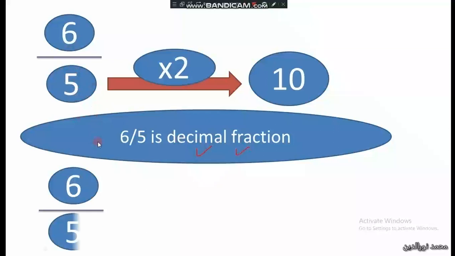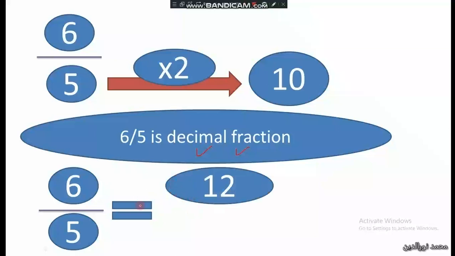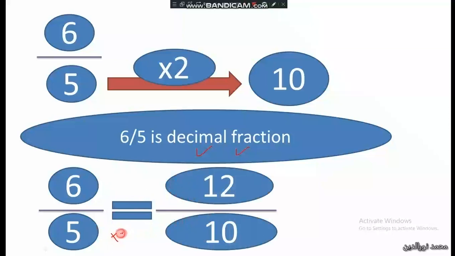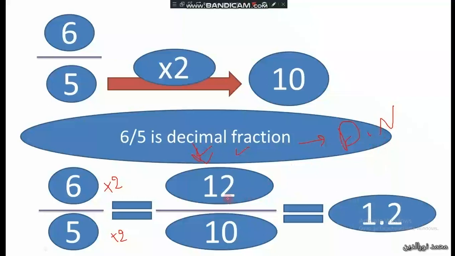So 6 over 5, I want to write it as a decimal fraction. Decimal fraction means its denominator is a power of 10. So to convert the 5 to 10, I will multiply it by 2. So here we multiply 5 times 2 is 10, and then we have to multiply 6 times 2, so it's 12. So this fraction is written here as a decimal fraction. 12 over 10 is called a decimal fraction. Why? The denominator is 10, a power of 10. And this fraction also could be written as a decimal number. So as a decimal number, we notice that 12 divided by 10 is 1.2.